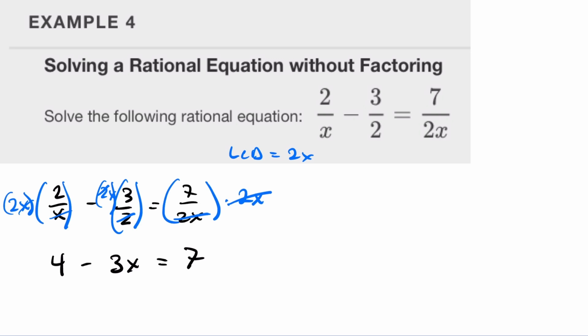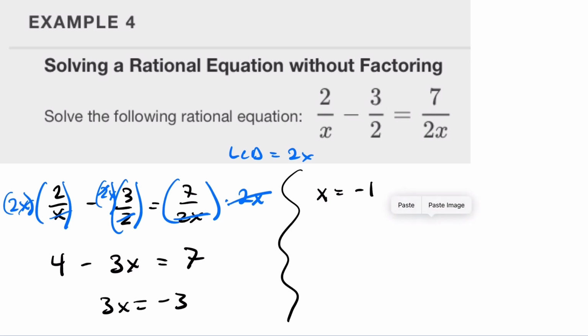So we can add 3x and subtract 7. 4 minus 7 is negative 3. So then x equals negative 1. Okay. And then we do need to check in the original.